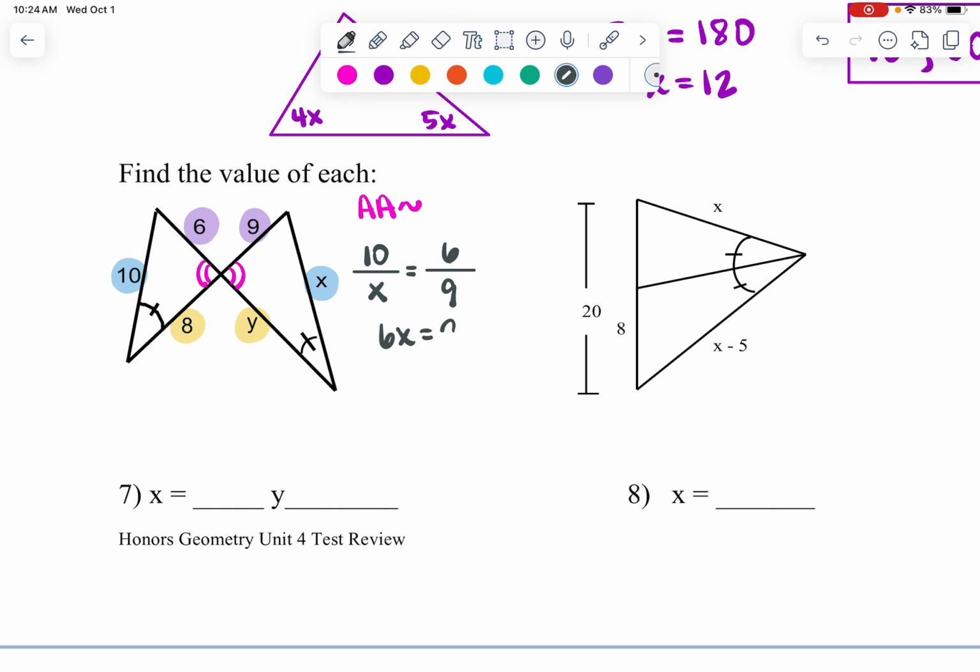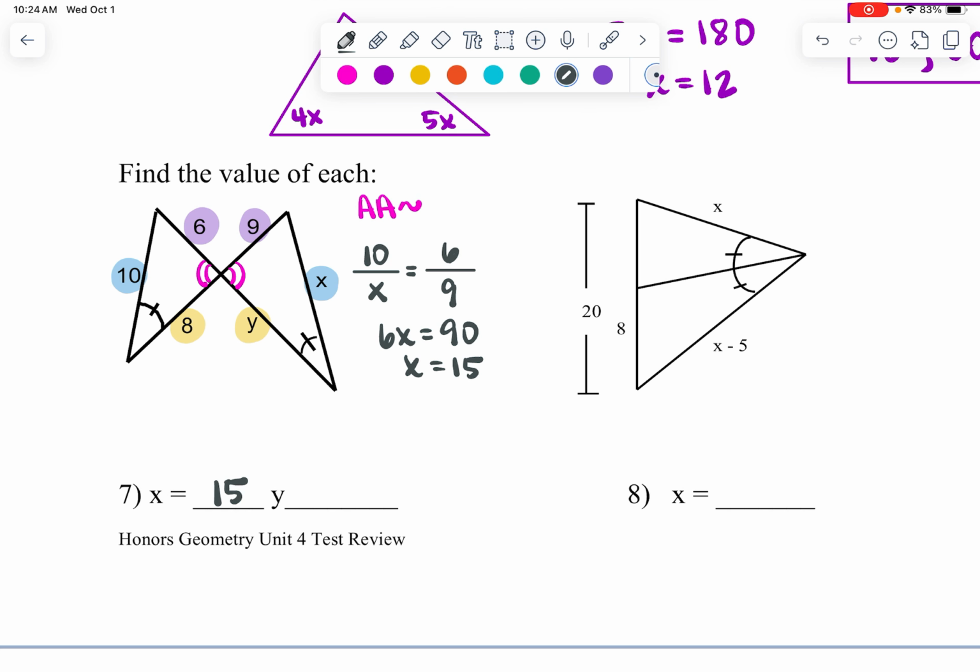So no matter how you set yours up, we should all still have the exact same cross product, right? Because when I cross multiply, I get 6x equals 90. And you should too, no matter how else you set up your proportion. If it was different than mine, we should still get the same cross product, right? So 90 divided by 6, right, to solve for x. So we're going to get x equals 15.